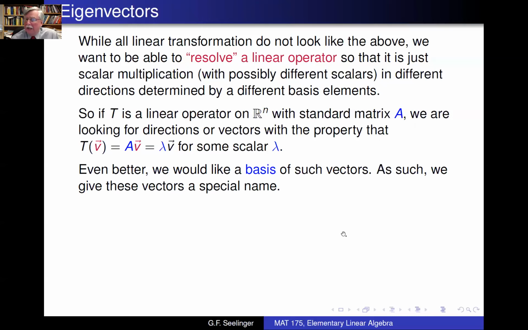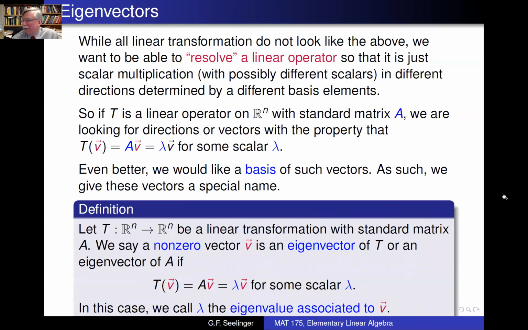Okay. And we give these vectors a special name. If T is a linear transformation Rn to Rn, we say a non-zero vector is an eigenvector of T, or an eigenvector of the corresponding standard matrix A, if this is exactly what happens: when I plug the vector into T, or I multiply the vector by A, all I get out is a scalar multiple of the original vector. And we call these eigenvectors, and we call the scalar multiple that's going on the eigenvalue.